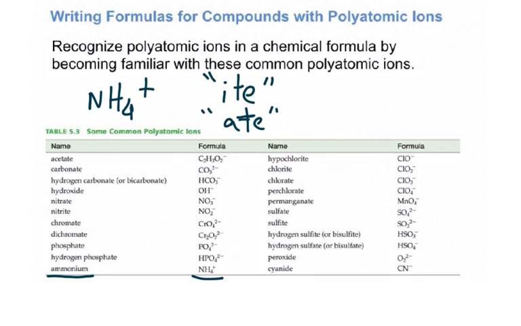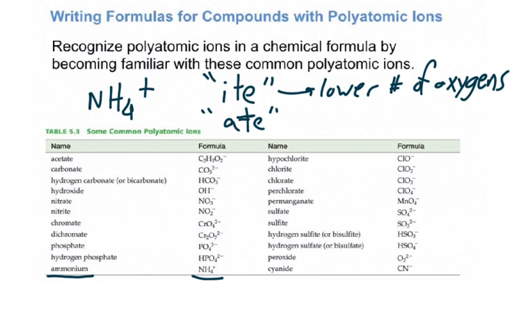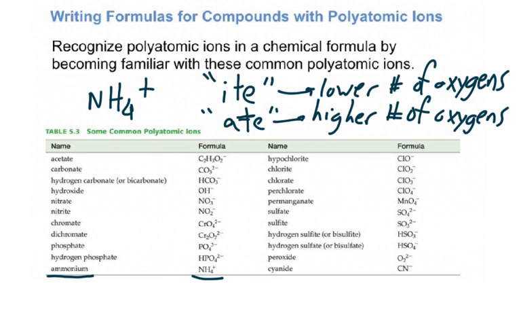I'm going to start off by explaining the ite and ate ending. You're going to notice that most polyatomics end in ate. But some of them, if they have a lower number of oxygens, are going to be given the ite suffix, and some of these have a higher number of oxygens, and they're going to be given the ate suffix. And I'm going to give you a couple of examples so you can see.